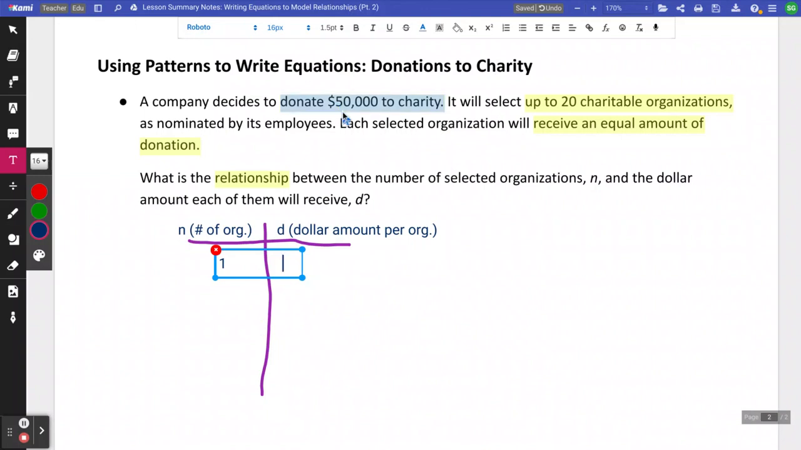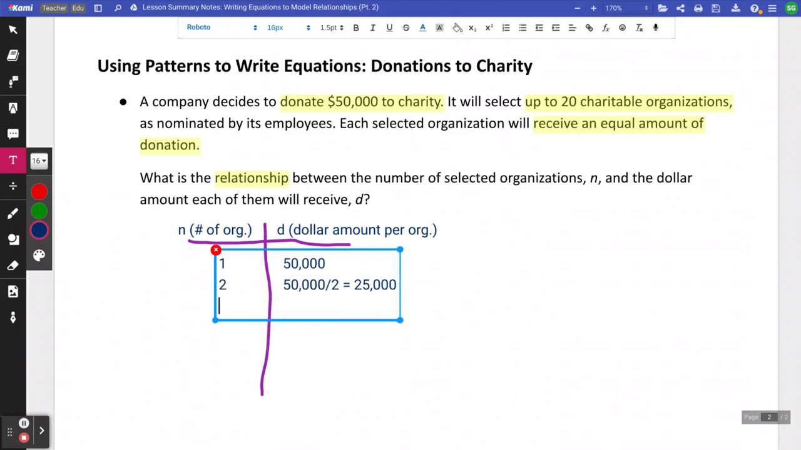Well, if they only have one charity, that one charity is getting all of the money. So that's $50,000. But what if they pick two charities? Well, two charities are going to have to split that money. So they're going to have to split that $50,000 between the two charities. And that's going to give me $25,000 for each charity.